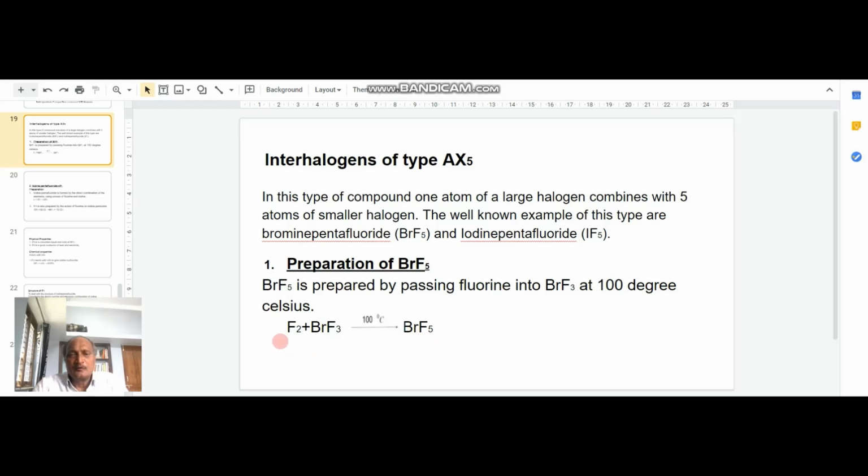That is, bromine pentafluoride is simply prepared by passing fluorine into bromine trifluoride at 100 degrees Celsius. The reaction indicates that F2 plus BrF3 at 100 degrees gives rise to BrF5, that is the bromine pentafluoride molecule.